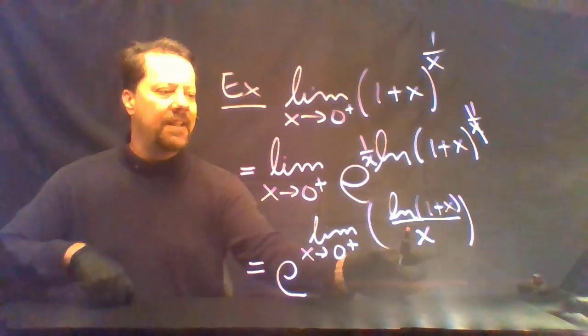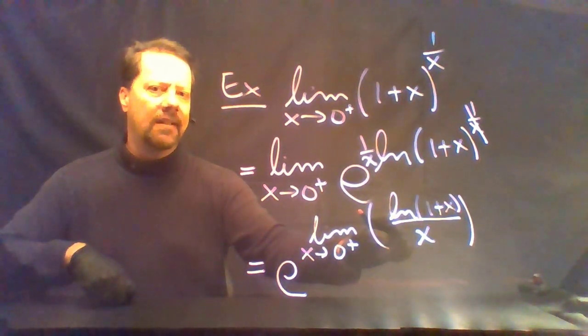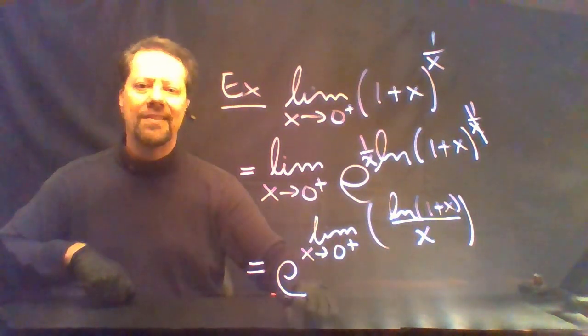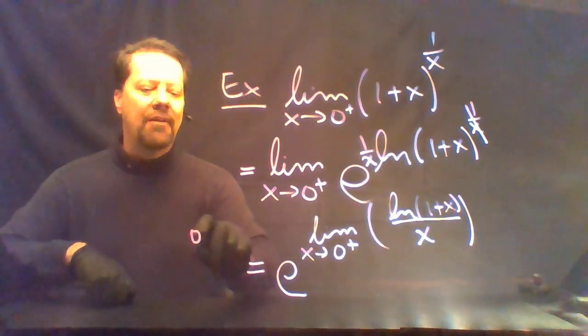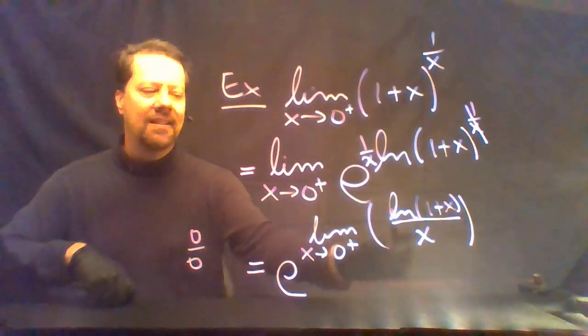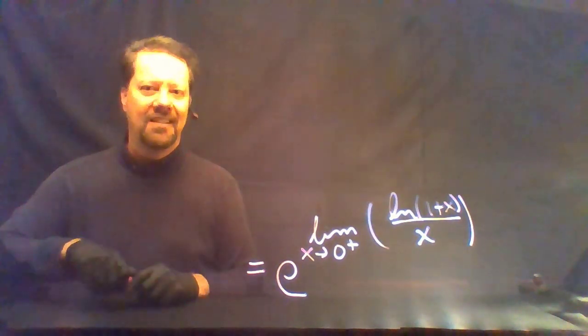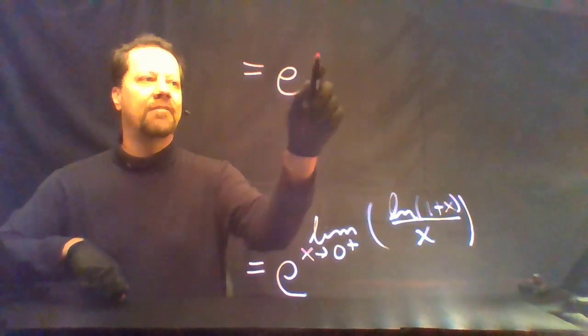Think about this limit here. As x goes to 0 from the right, we get natural log of 1 in the numerator. The natural log of 1 is 0. And we're divided by 0. We now have a L'Hopital's rule case up here in the exponent of this exponential function. This e to the log business is a trick that you need to be aware of.